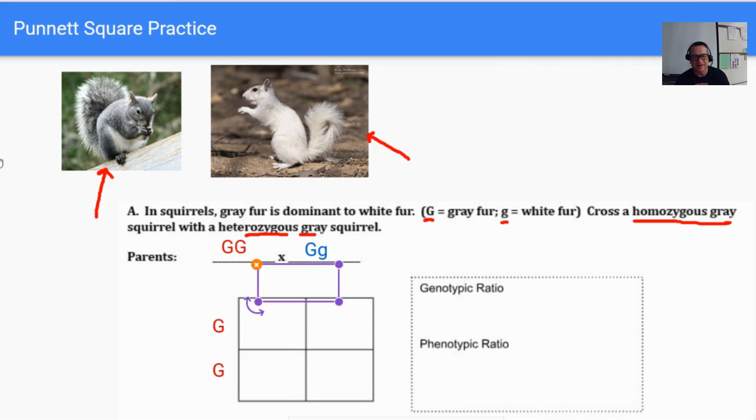Now, dad over here, he's got two different alleles. So half of his baby squirrels are going to get the big G dominant allele, and the other half are going to get the little g recessive allele. All right, there it is. And now it's just filling in the boxes.